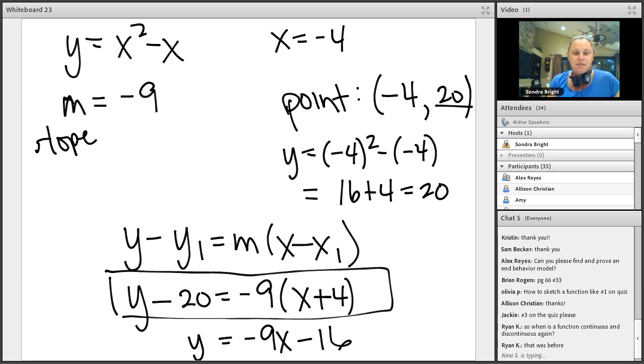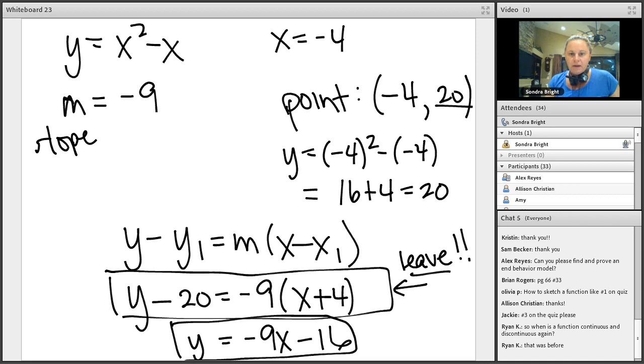Oh, yes, it is. Okay, there you go. If it's not multiple choice, then by all means, leave your answer this way, in point slope form. But if it's multiple choice and you've got to match, then you've got to match it. All right, so that was number 7. Okay, got that.